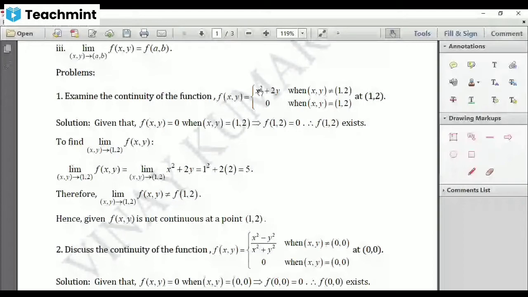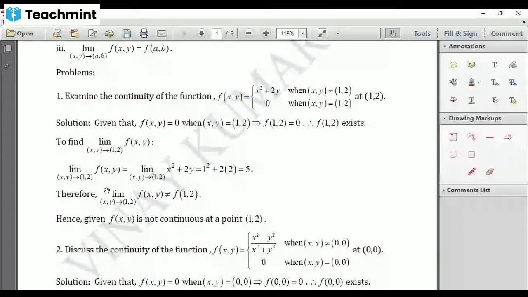So what is the denominator of this? 1. Now you know that when you apply the limit, you should not get infinity or indeterminate. And in this case, straight away we can substitute. If you substitute this, you will get the limit. What is that? X is 1, y is 2. So if you substitute that, you will get 5. So we got the value of the function, and the limit also.